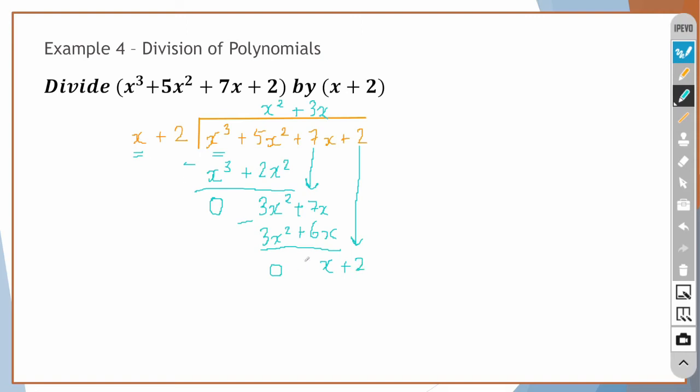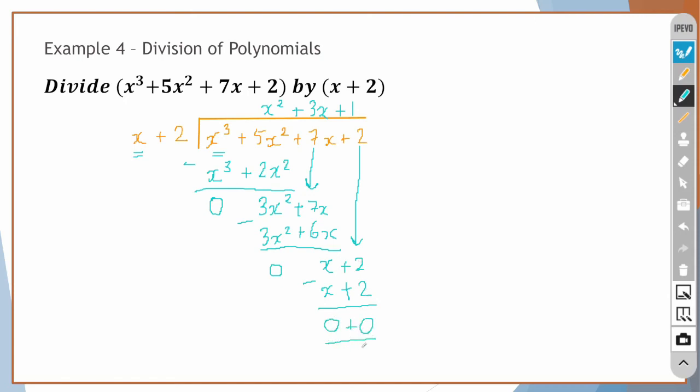How many times does x go into this x term here? Well, it goes in once. And then we do this 1 times x to put down here, and then 1 times 2, and we subtract these again. So x minus x equals 0 and 2 minus 2 equals 0.